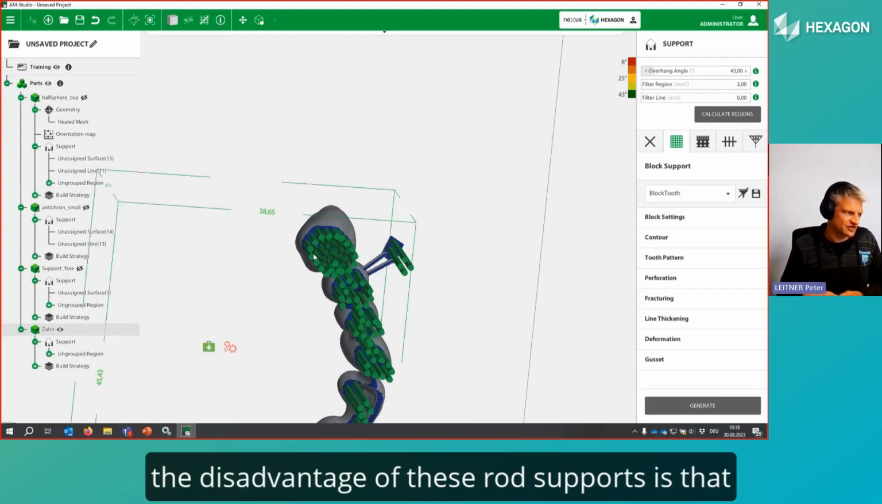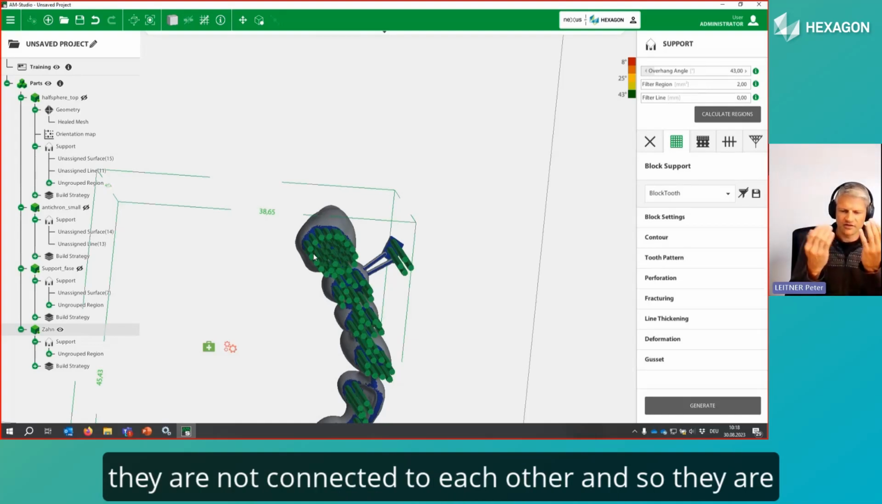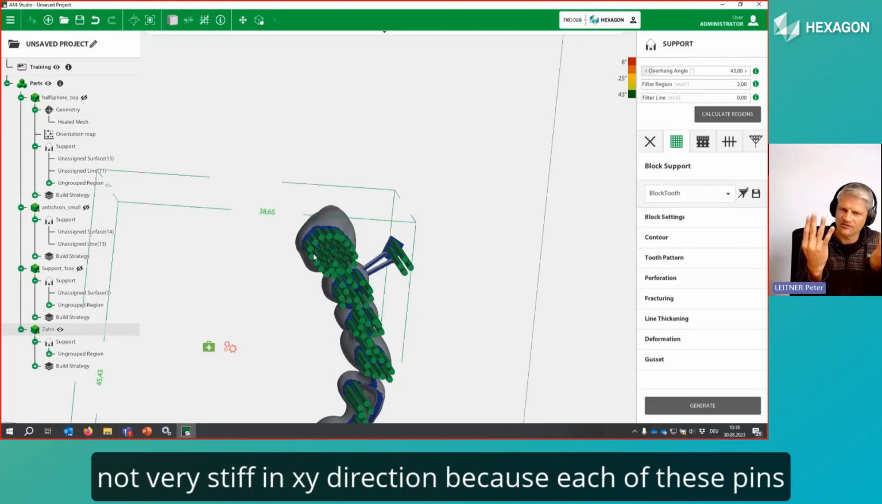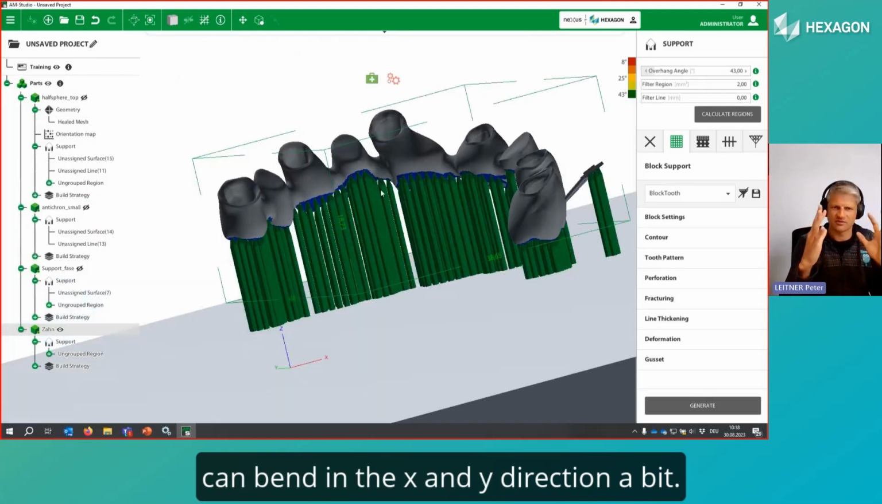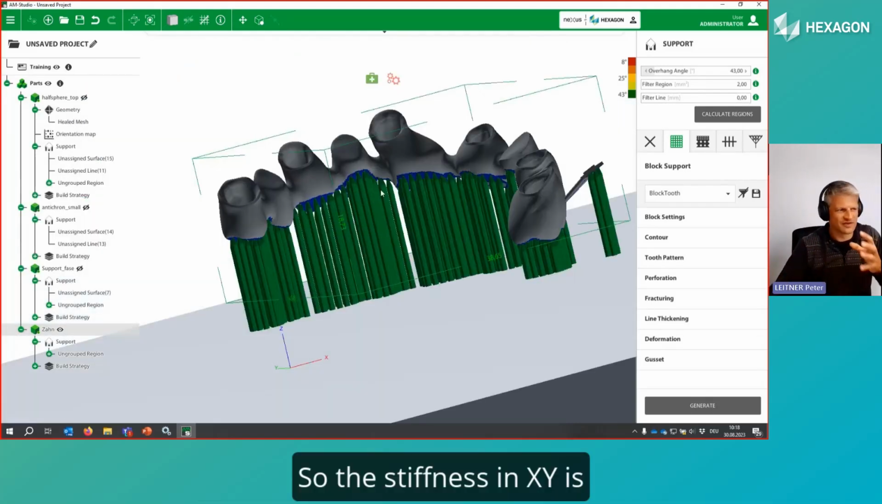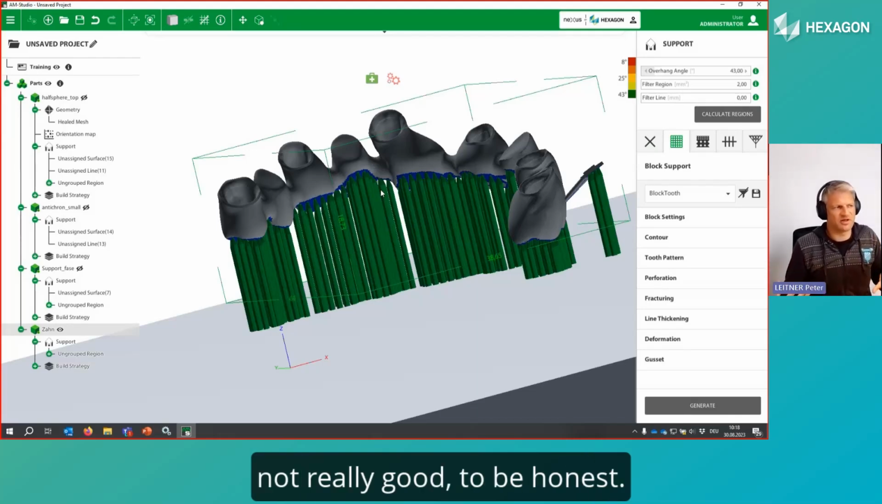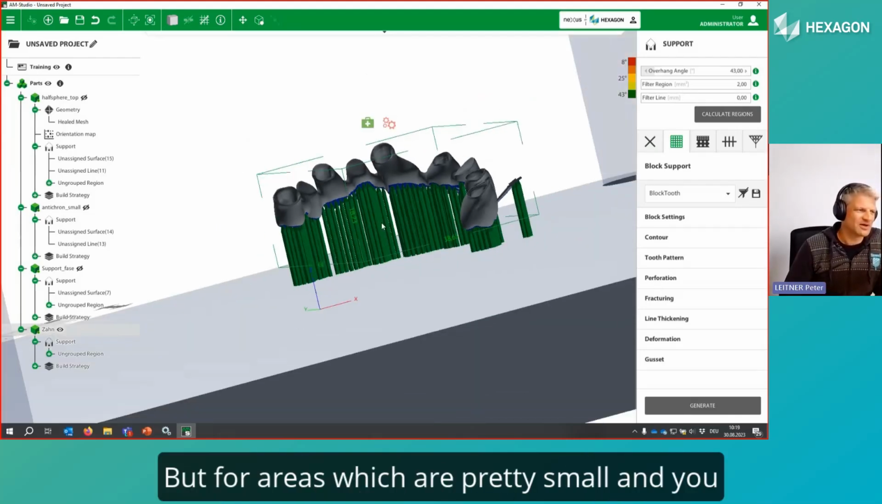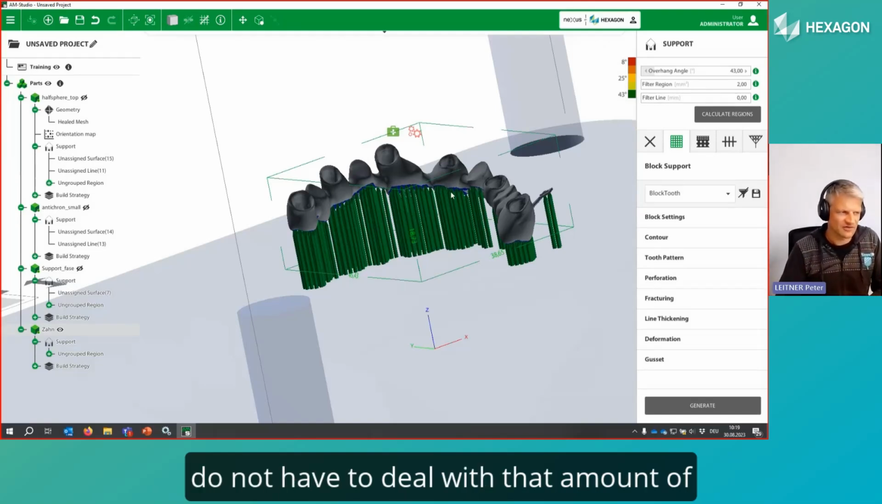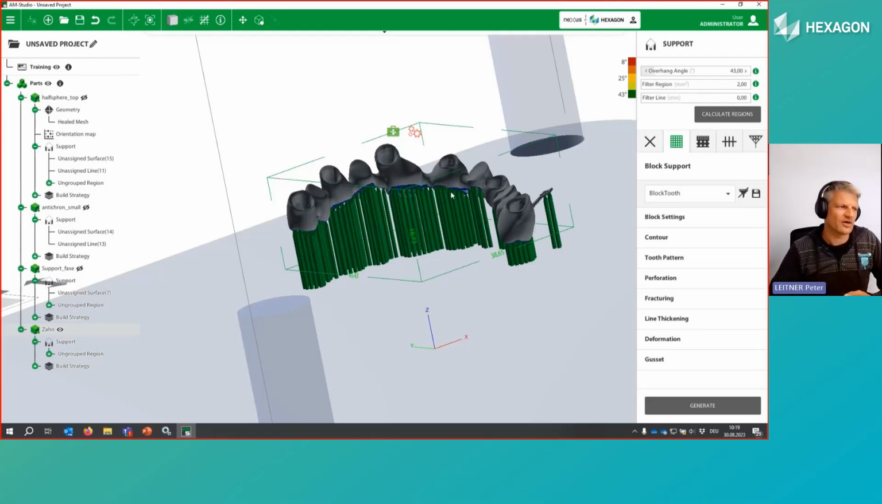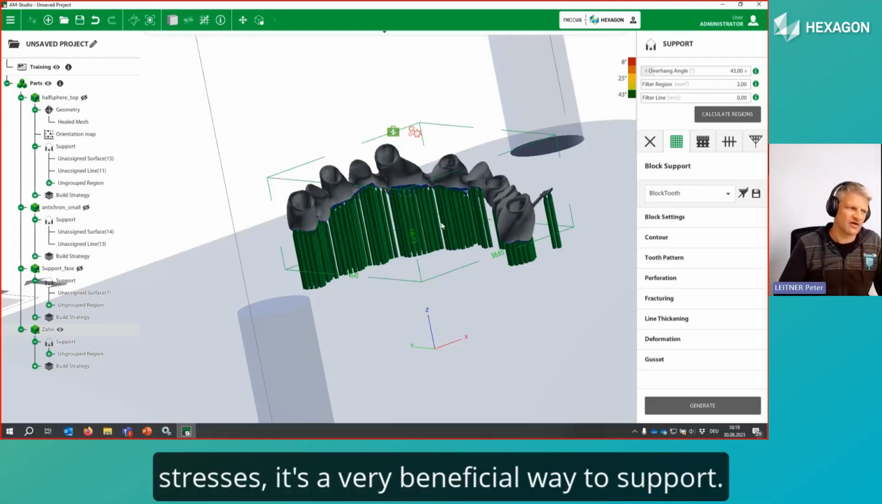The disadvantage of these rod supports is that they are not connected to each other, and so they are not very stiff in XY direction, because each of these pins can bend in the X and Y direction a bit. So the stiffness in XY is not pretty good, to be honest. But for areas which are pretty small and you do not have to deal with that amount of stresses, it's a very beneficial way to support.